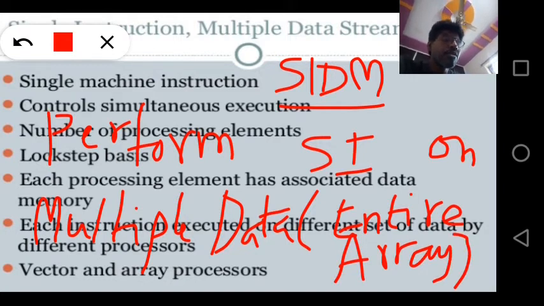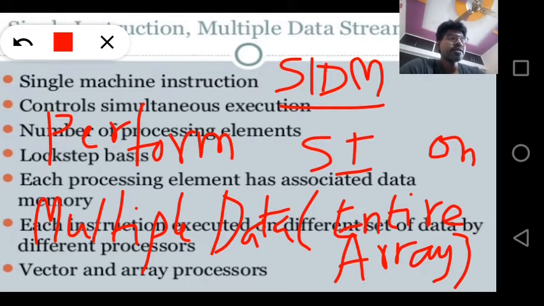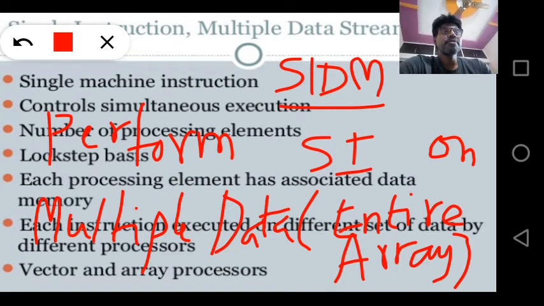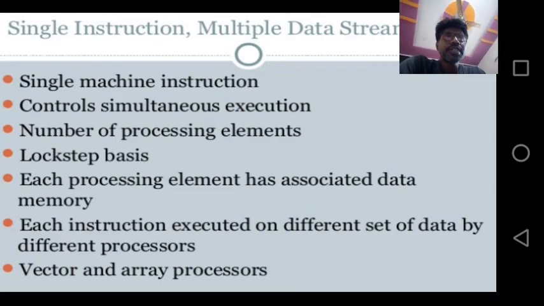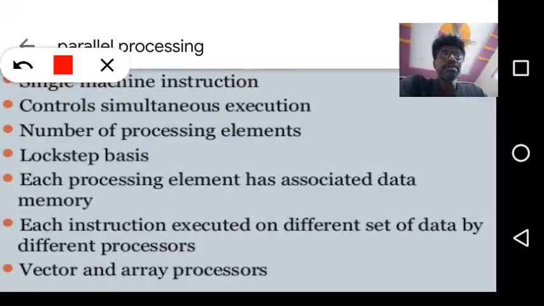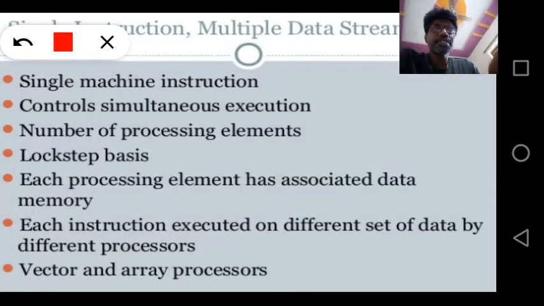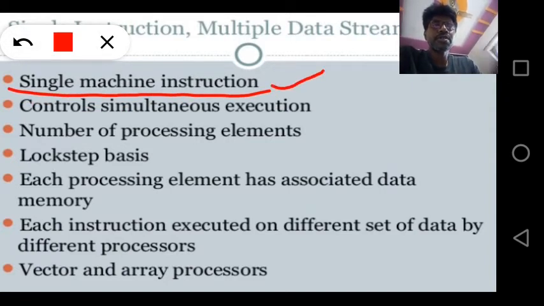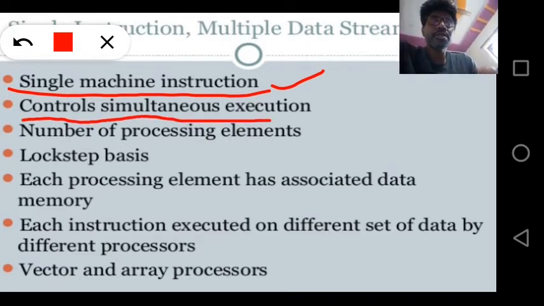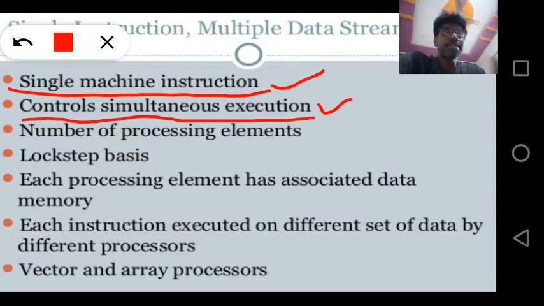So this is the concept behind single instruction and multiple data. How it is achieved, let us try to understand. Here we have a single instruction, a single machine instruction, which controls simultaneous execution. See here, simultaneously you have to execute on the entire array.